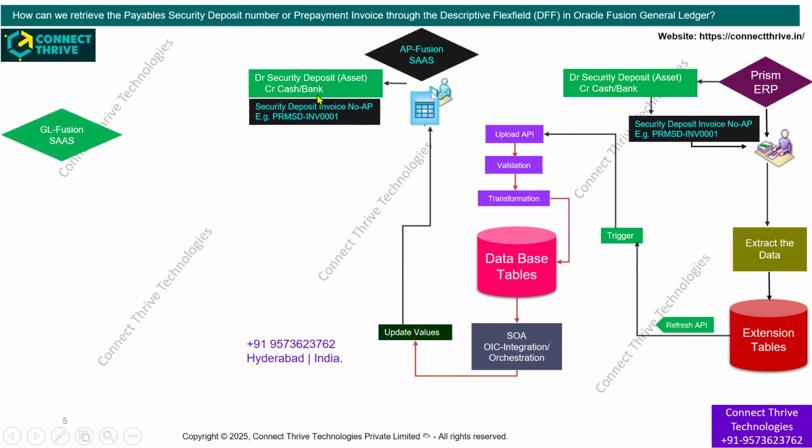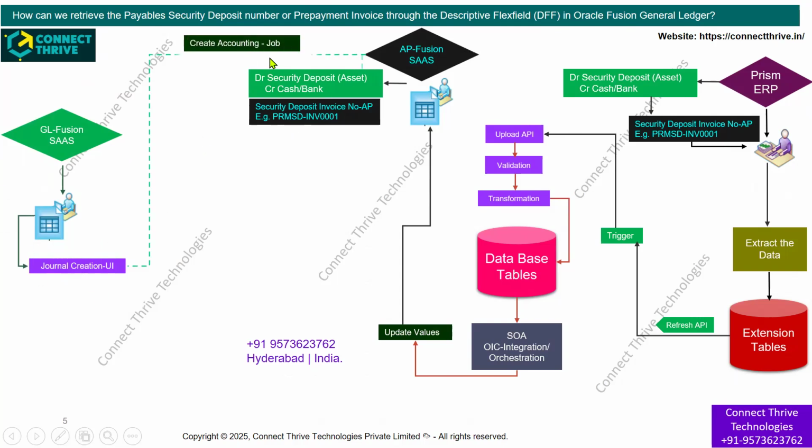Then later at some point of time, at the end of the day or end of the month, we need to transfer this entry to GL. That approach is the same. To transfer this entry to GL, we will run the create accounting job, and this entry will go to our GL module. So the same entry goes to GL: once it comes to AP from Prism ERP, and after we run the accounting, it comes to GL.